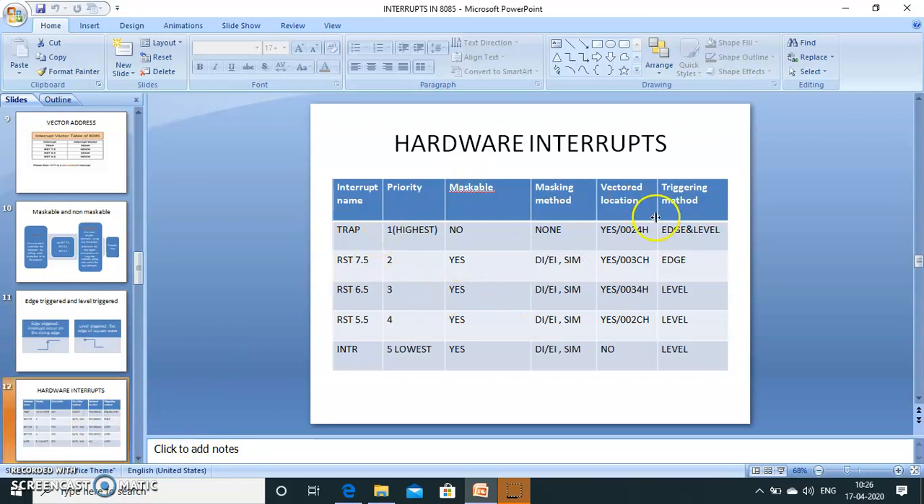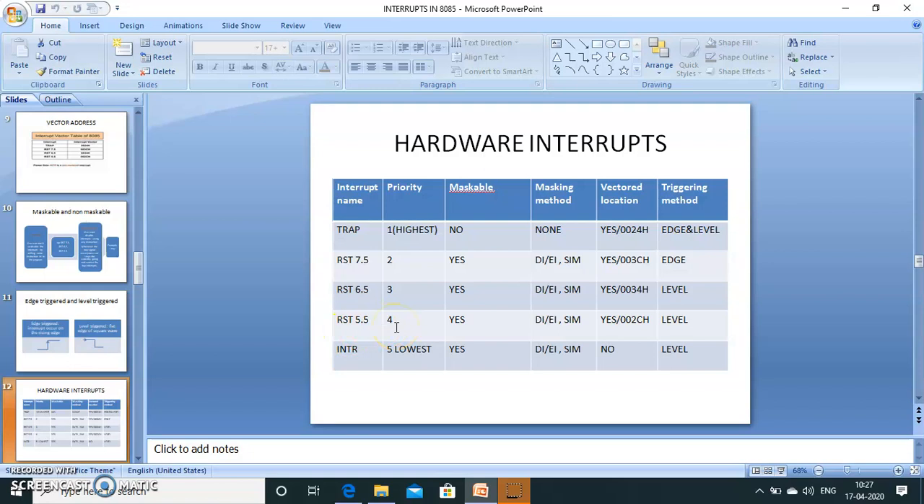And the figure shows the hardware interrupts corresponding to each pin. We have mainly five interrupts, that is TRAP, RST 7.5, 6.5, 5.5, and INTR. Here, for priority, TRAP has the highest priority and INTR has the lowest priority. RST 7.5 has the second priority, 6.5 has the third priority, and 5.5 has the fourth priority.